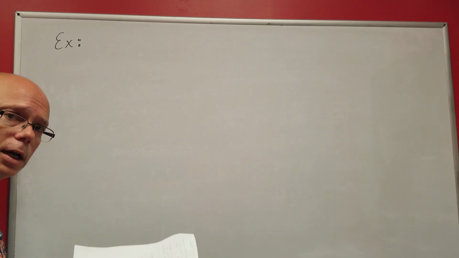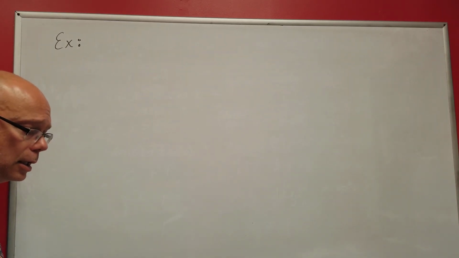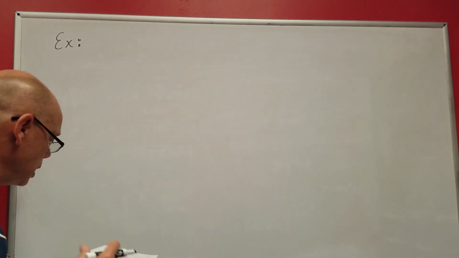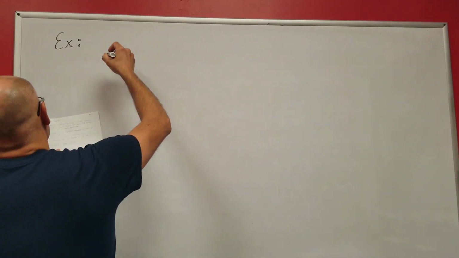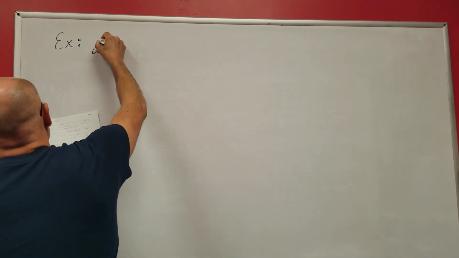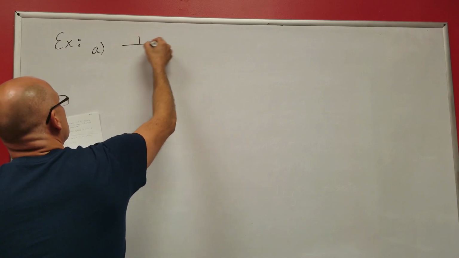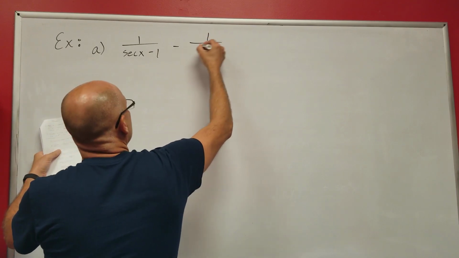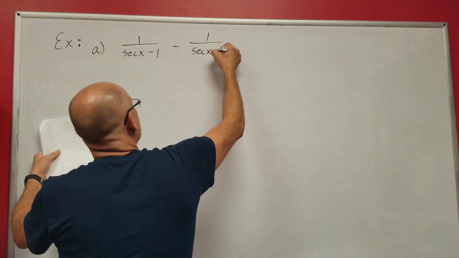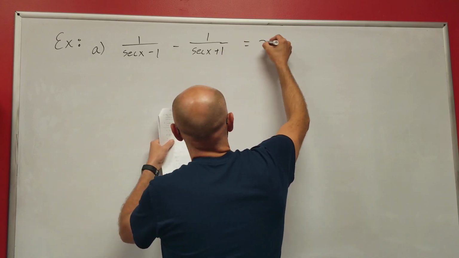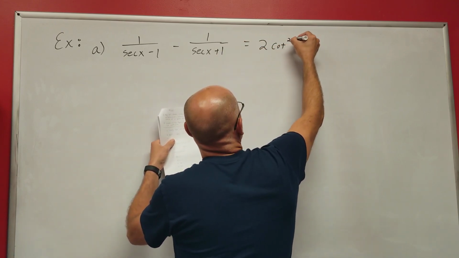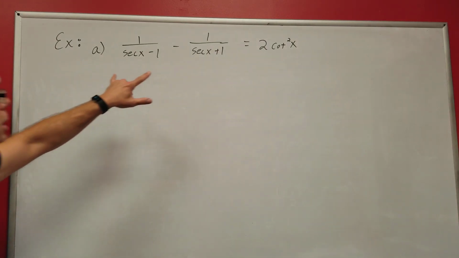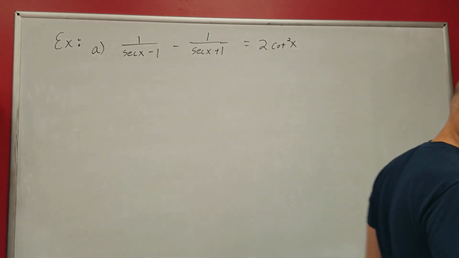Now keep in mind, those are guidelines. They say like, try this, try that. There's no nice formula that works every single time. All right, what if we're told to verify the identity: 1 over secant of x minus 1 minus 1 over secant of x plus 1 is equal to 2 times the cotangent of x squared? So I want to show that this is true. I want to show that one side is equal to the other side, okay?